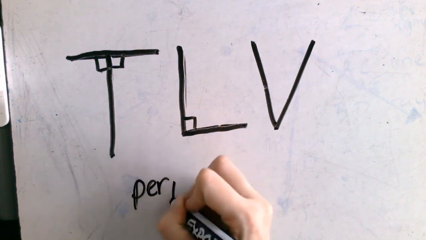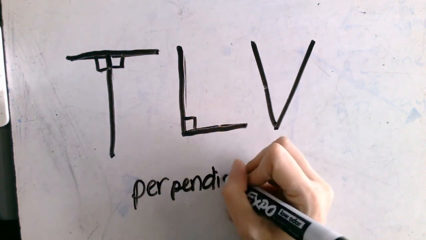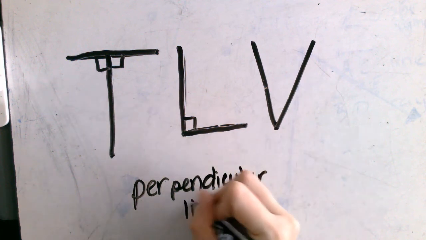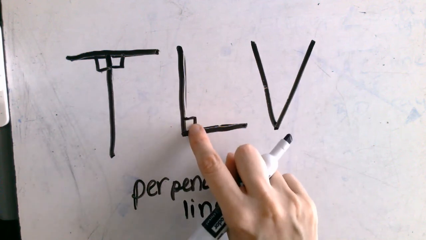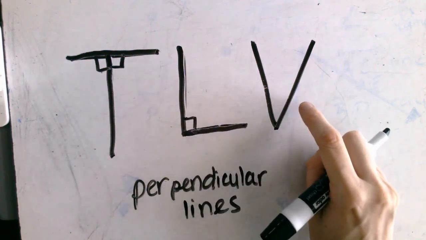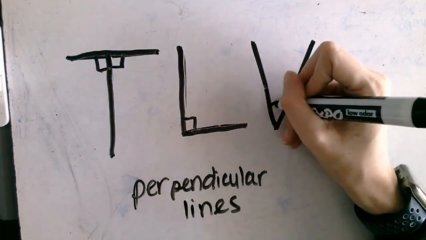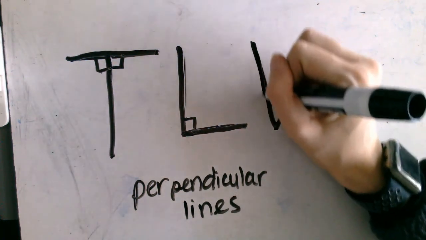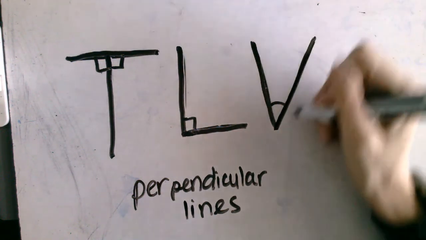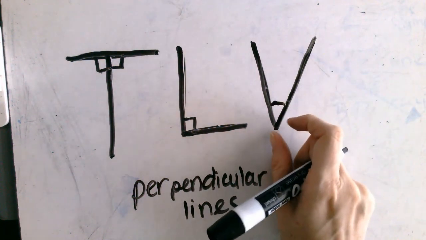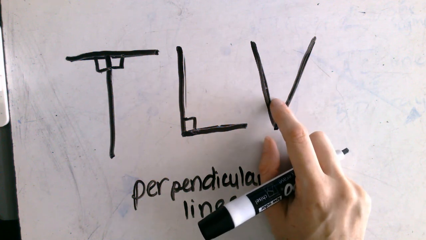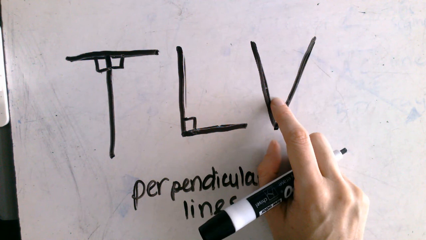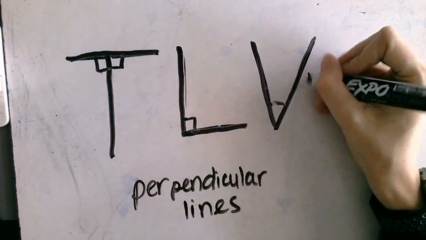Since both of those lines meet at some point and they make a right angle, the T and L both have perpendicular lines. They have perpendicular lines because they meet and they meet at a right angle. If we look at our letter V over here, it does not have a right angle. Does anyone know what kind of angle this is? This is an acute angle. It's smaller than a right angle. So that means these are not perpendicular lines in our letter V. Instead, they're just intersecting lines.